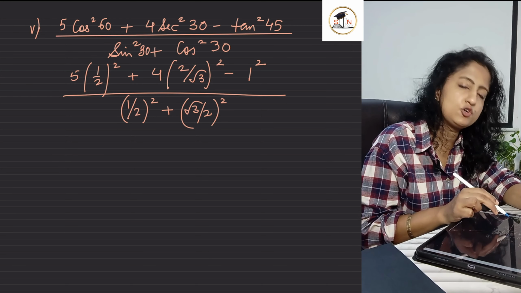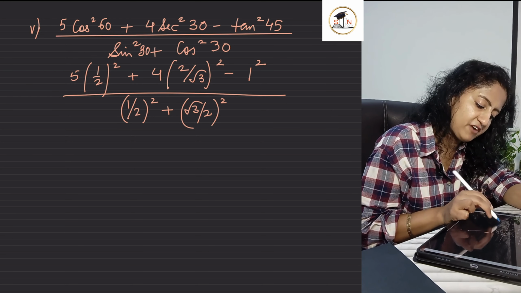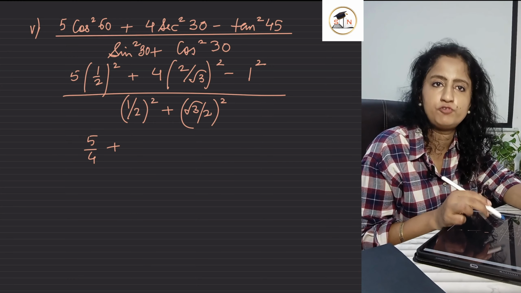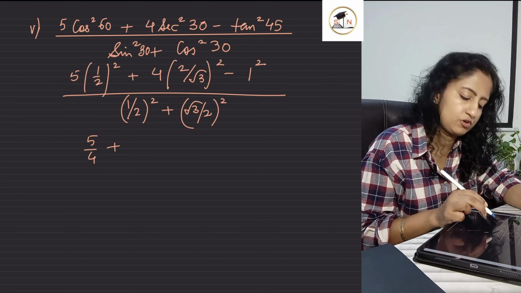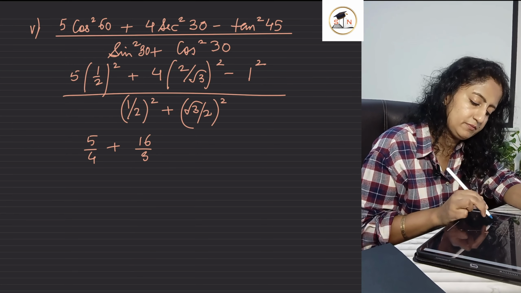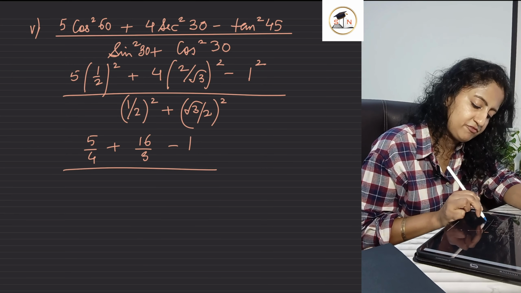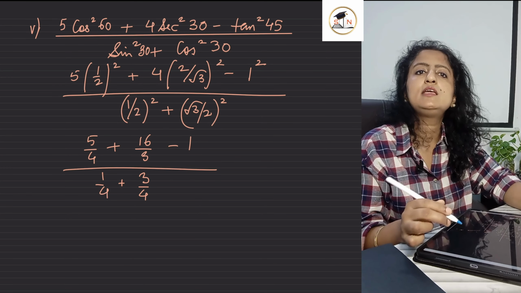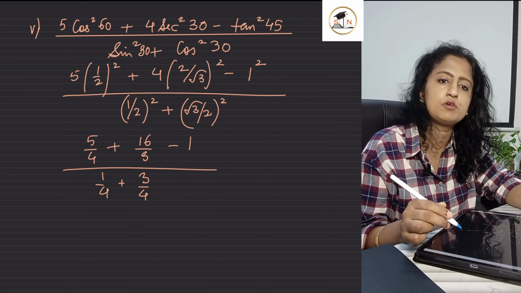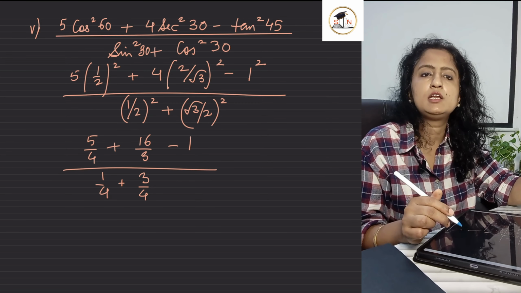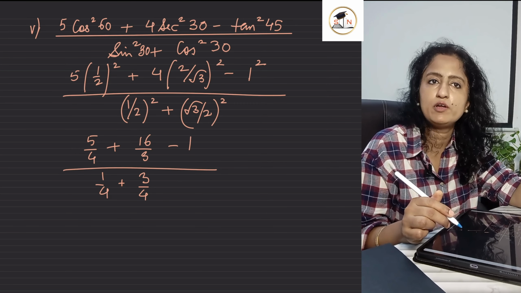Now, let's open the brackets. We get 5 by 4. Then 2 by root 3 square gives us 4 by 3. And we have got the 4 outside. So it becomes 16 by 3. Minus 1 over 1 by 4 plus 3 by 4. What I can see in the denominator, we have 1 by 4 plus 3 by 4. So that makes it 4 by 4. And hence, the denominator just appears to be 1 over here.